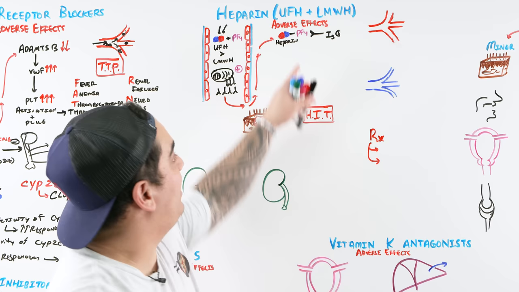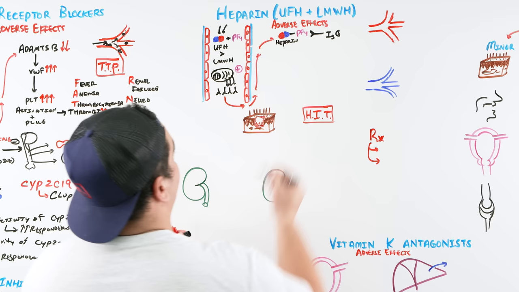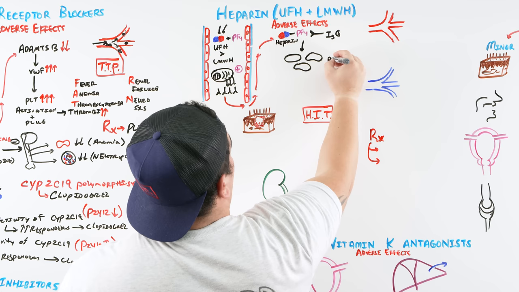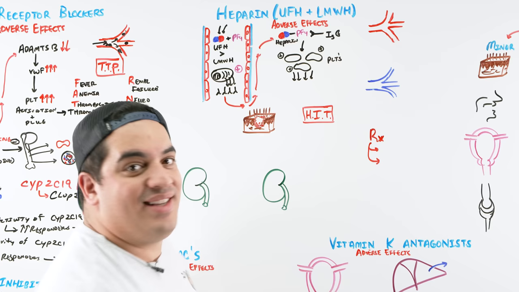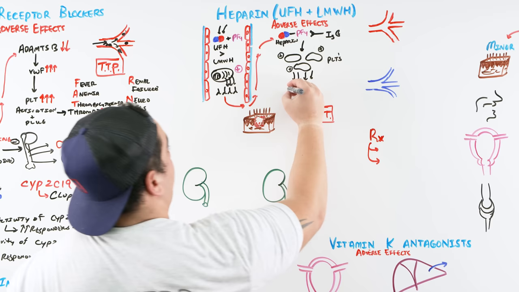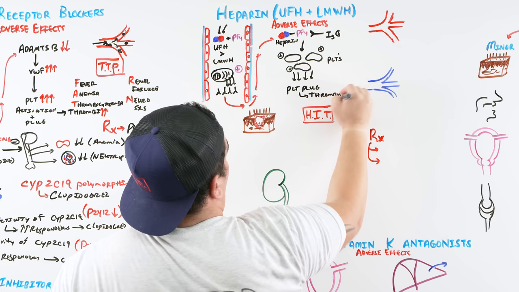So now you're going to have this whole complex bind onto platelets. So here's going to be a bunch of platelets. When this binds onto the platelets, it's going to activate all of these platelets. When they become activated, they want to stick together. When they stick together and activate and start causing all of this problem, guess what you're going to get? A big old platelet plug, and then subsequently a thrombus formation.